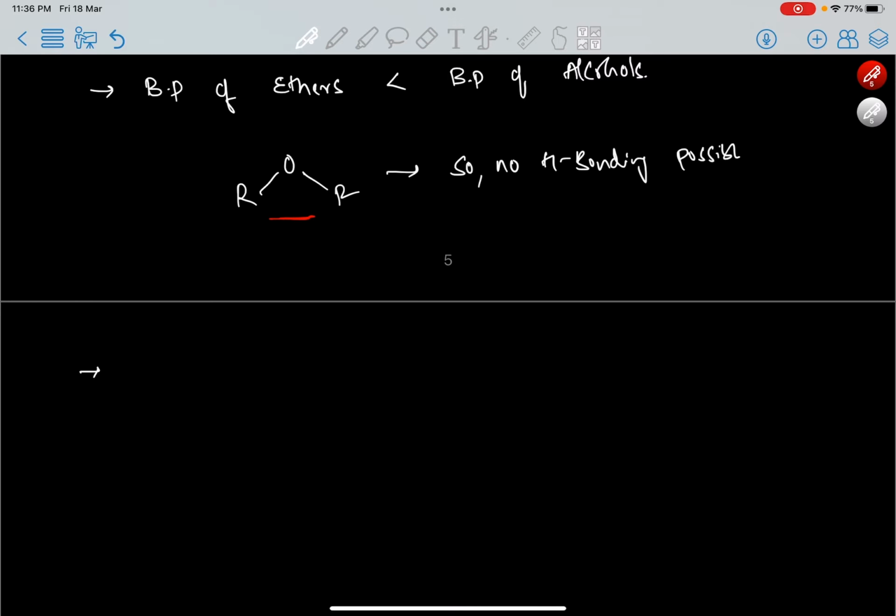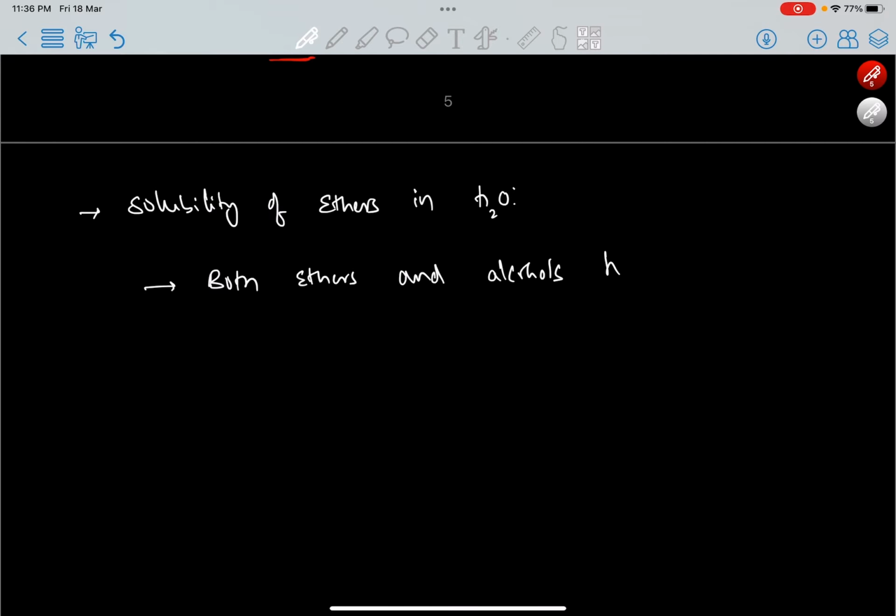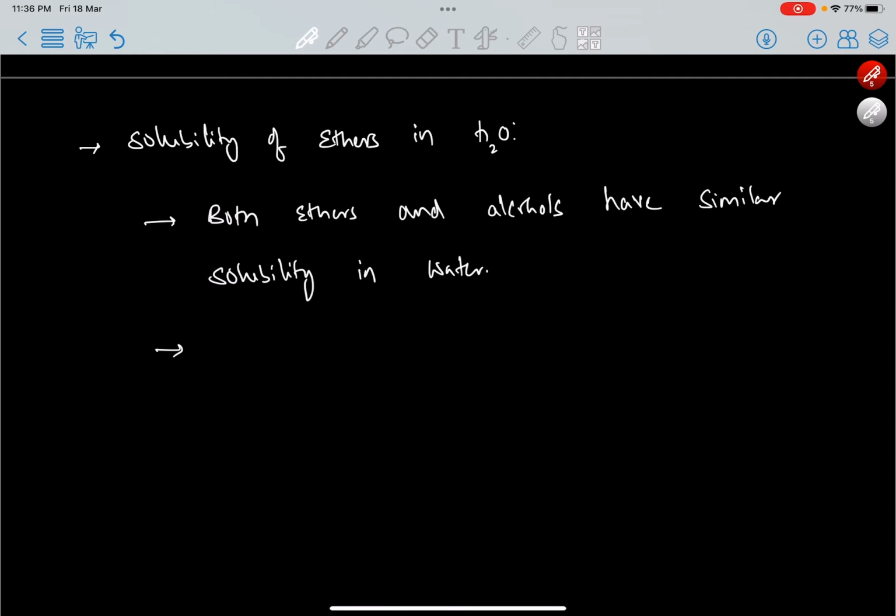And the next property to compare between ethers and alcohols is solubility. Solubility of ethers in H2O. See, both ethers and alcohols have similar solubility in water. Why is that? This is because of hydrogen bonding formation.